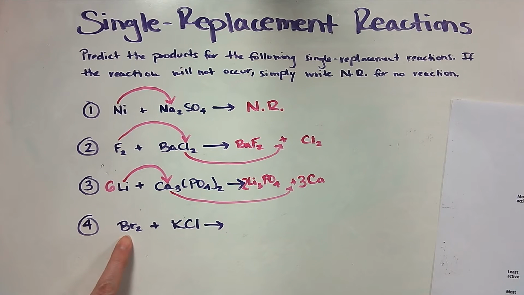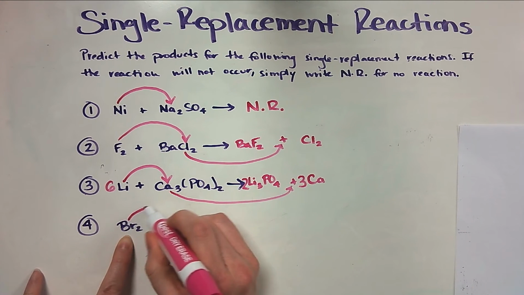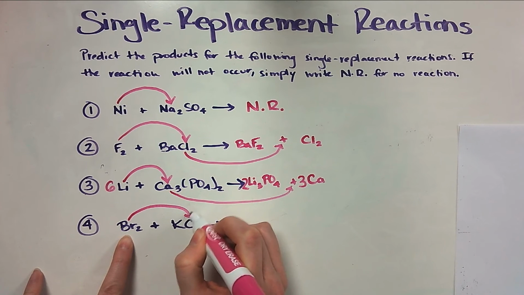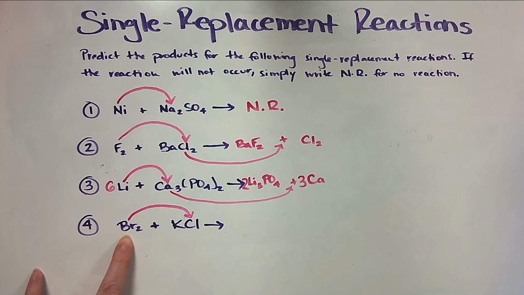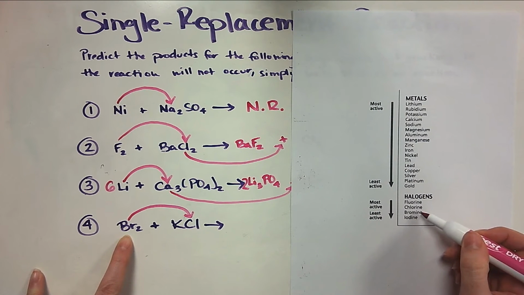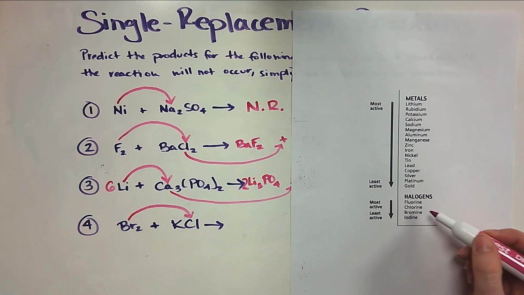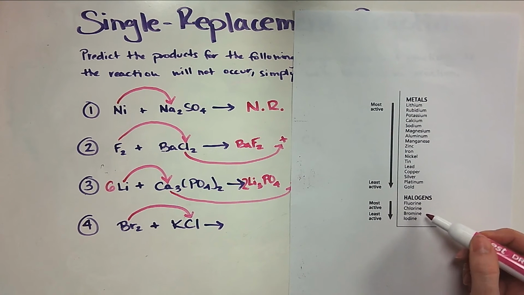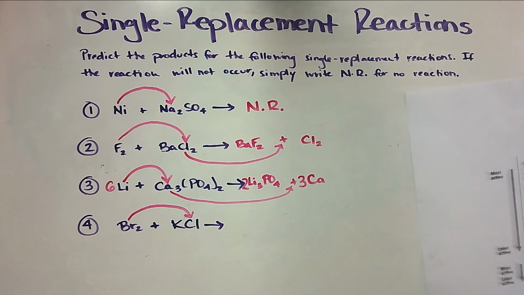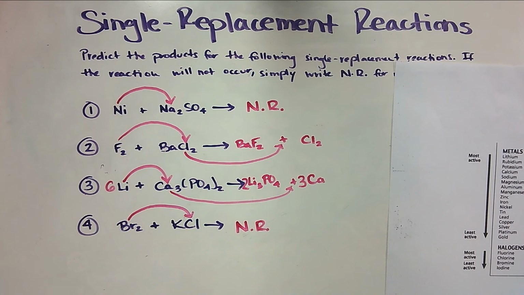All right, number 4. Bromine reacts with potassium chloride. Bromine is a halogen, so we are going to see if bromine is active enough to replace this chlorine. Let's use our activity series, locate bromine. This is the atom that's going to try to replace. And then chlorine. Bromine is actually lower, it's not as active as chlorine, so this reaction will not happen. So simply write NR for no reaction.